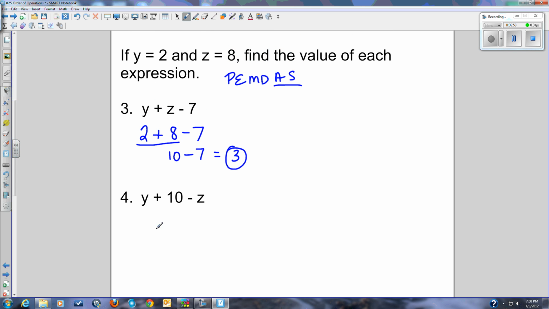Next, we have y plus 10 minus z. So let's substitute the values in for y and z. So we have 2 plus 10 minus 8. Again, we do addition and subtraction from left to right. So let's start furthest to the left in this problem, since all we have is addition and subtraction. 2 plus 10 gives us 12, and 12 minus 8 gives us 4.